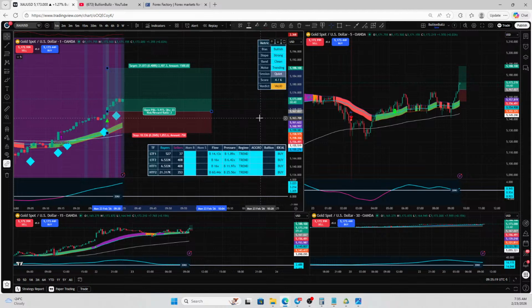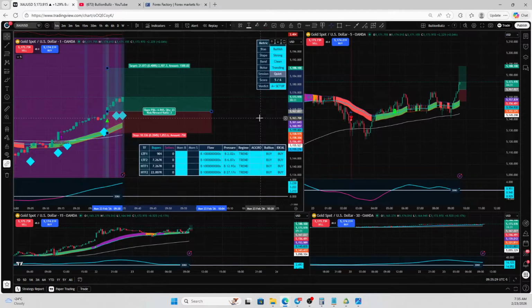Yes, the diamond that you see here is more about the volume concentration. If the volume is extremely strong on a certain candle, you will see a diamond forming on the chart.